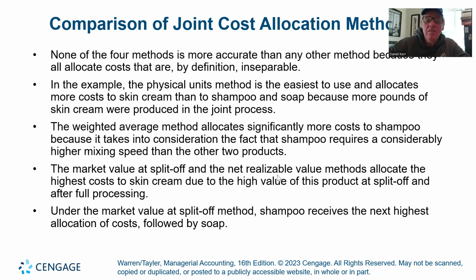Market value at split off and the net realizable value method allocate the highest cost to skincare due to the high value of this product. And under the market value at split off, shampoo receives the next highest allocation of costs, followed by soap.